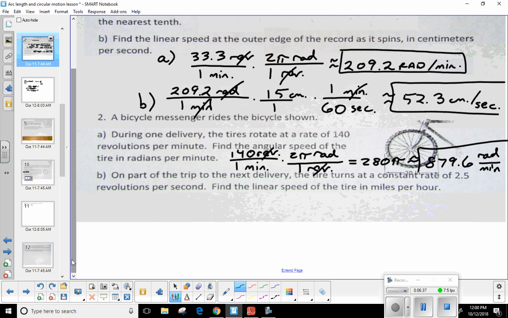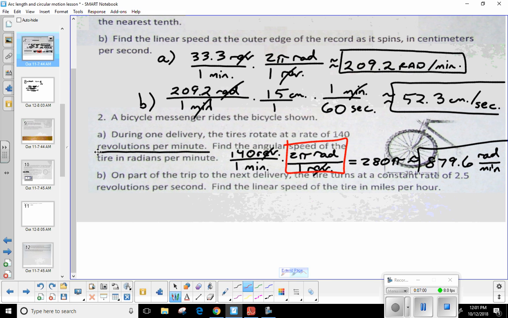So you'll notice I started by setting up my first fraction, revolutions per minute. The wheels are spinning at 140 revolutions per minute, so that's where this one came from. Now where did the second fraction come from? Remember, we like to measure our angular velocity in radians. So this fraction, you're always going to see it pop up. It's always going to be the same: 2 pi radians in 1 revolution.